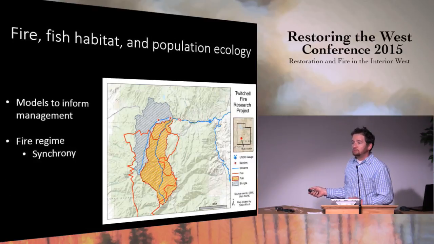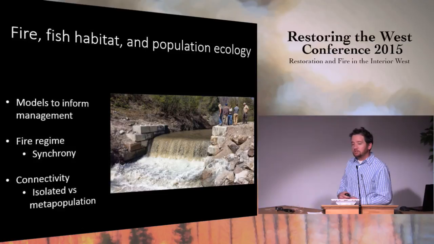I'm using models to inform this. I've used them to capture what we saw as a result of the Twitchell fire and to model it into the future. And the 2 things that I was most interested in is synchrony of fire. What we observed is that most of these 2 watersheds burned at the same time. I'm also interested in connectivity. This is one of the fish barriers that's been installed to keep exotic fish from returning to this landscape. And both of these things can have important conservation implications.